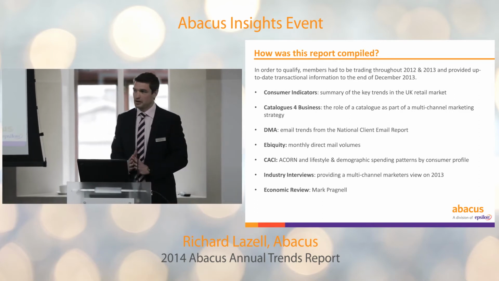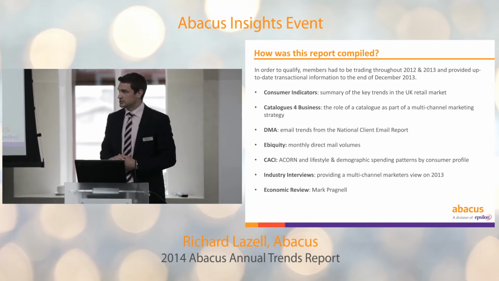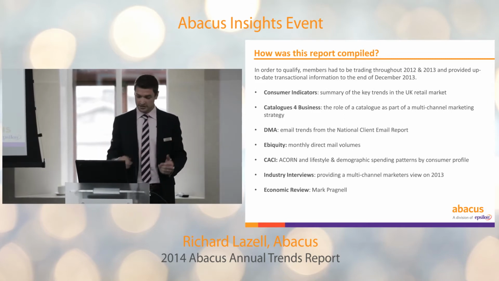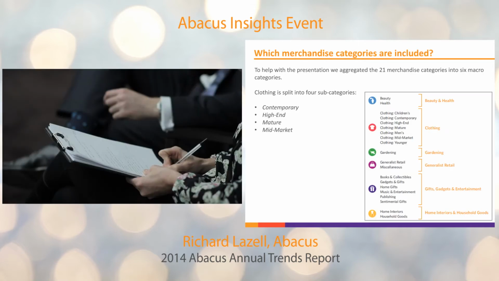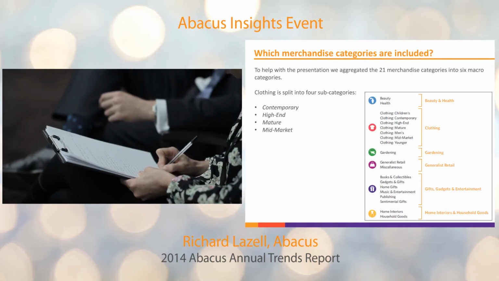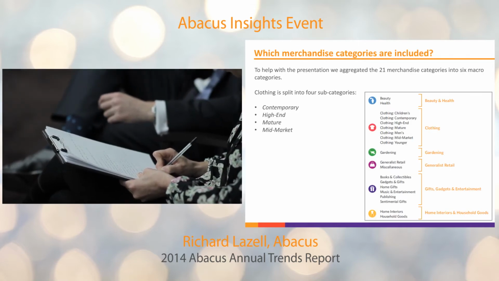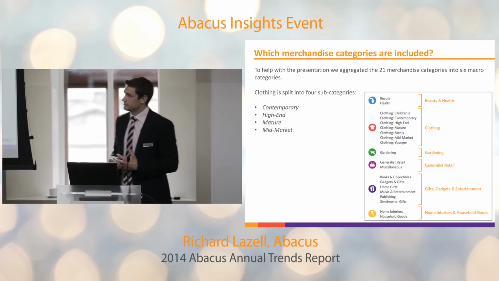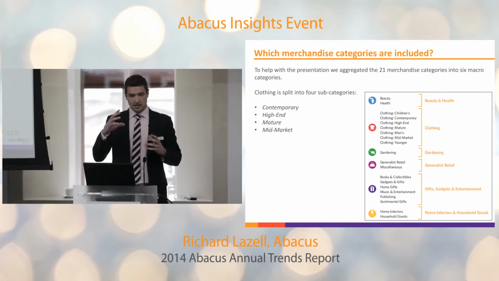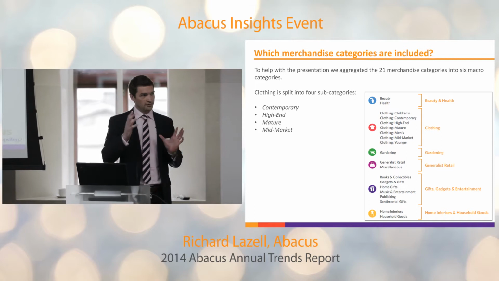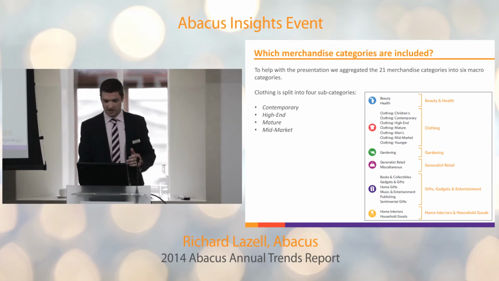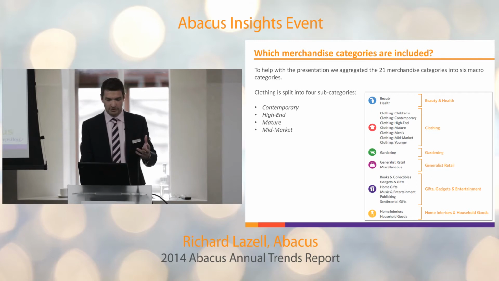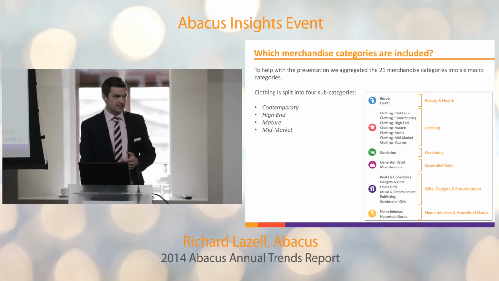Mark Pragnall's published a one-pager in there, which is a really useful review, again, similar to the stuff you've heard today about why 2013 performed as it did. Okay, so we hold data at category level at Abacus. There's 21 merchandise categories, but for the purposes of the report, we grouped them up into macro categories because we didn't want to have every single category covered because there'll be a lot of information coming through. So we created 6 macro categories.